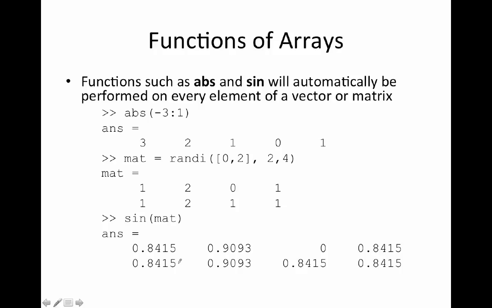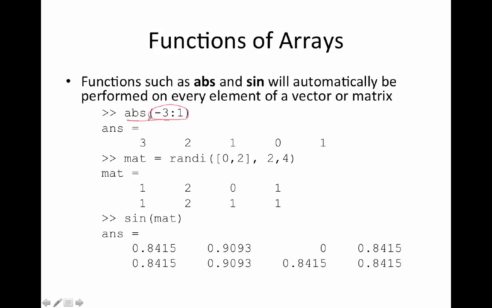So you can have functions of arrays. You can have functions of both vectors and matrices. So for example, if you have abs, the absolute value function, that will automatically be performed on every element of a vector or matrix. Sine functions, or any function like that, will automatically be performed on every element of a vector or matrix. So here's an example of a vector. The vector is -3, -2, -1, 0, 1.